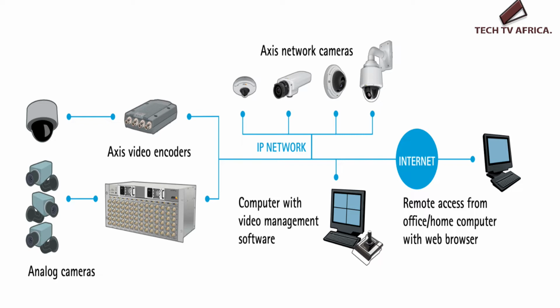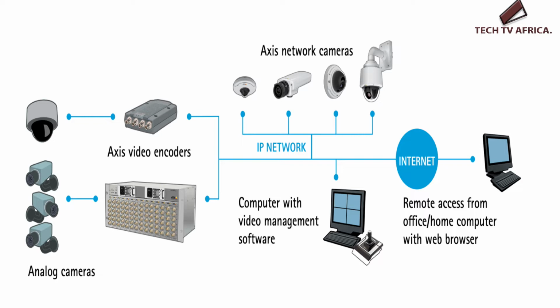Your analog cameras will connect with a BNC head to those encoders, and those encoders will connect with a network cable that will run directly to your video management system, your VMS computer or your NVR, whichever one you are using. Then from there it can be connected to the internet and you can view it remotely.